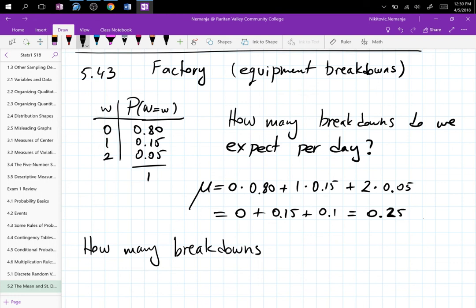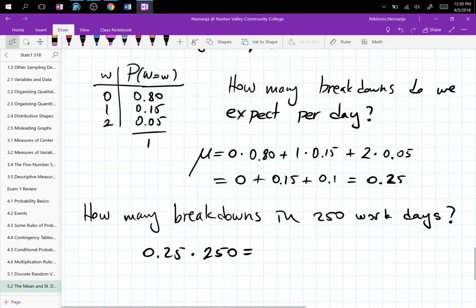I think they were not 200. I think they had actually a number. 250. How many breakdowns in 250 work days? It will be 0.25 times 250. And what do we get? 62.5. My number was better. What's a half a breakdown? Is the machine limping or something? I don't know. Half a breakdown. And statistics, right? Round. So we're expecting about 63 breakdowns over a course of 250 days.